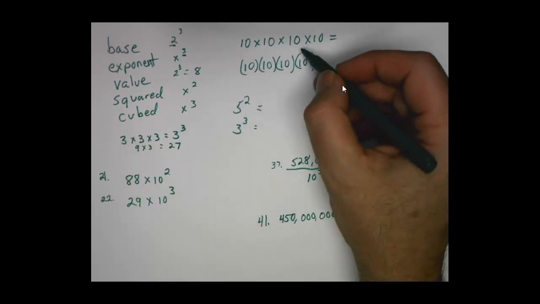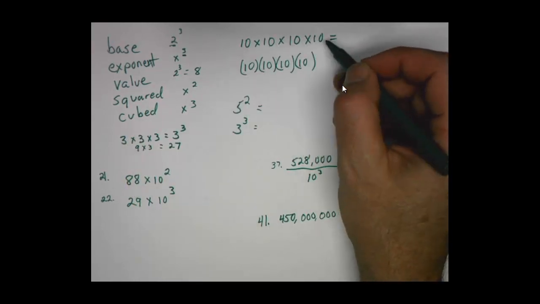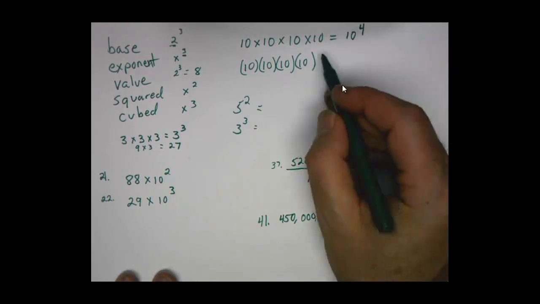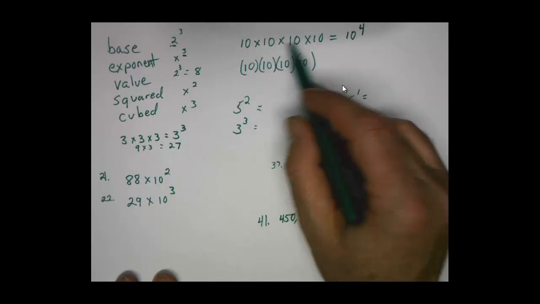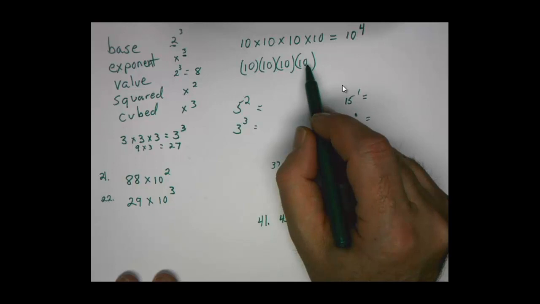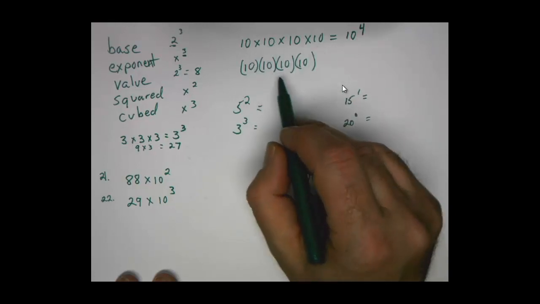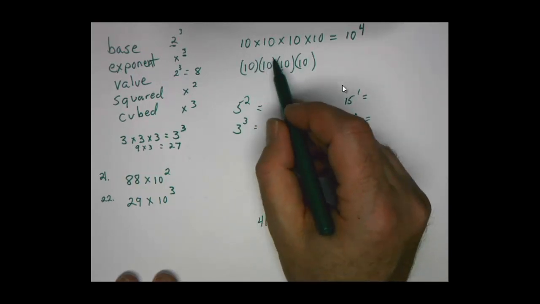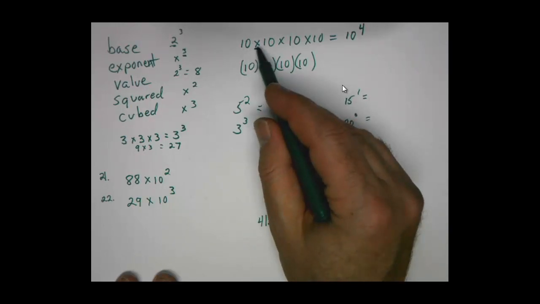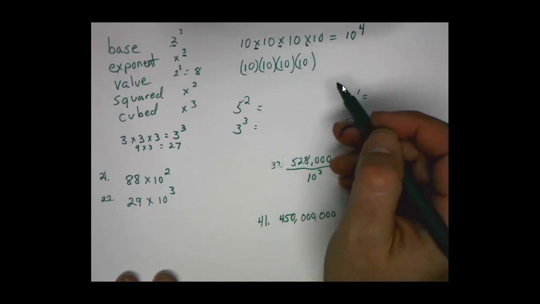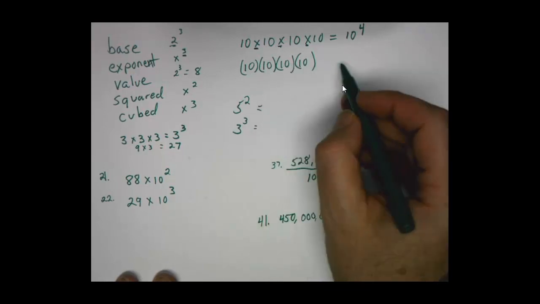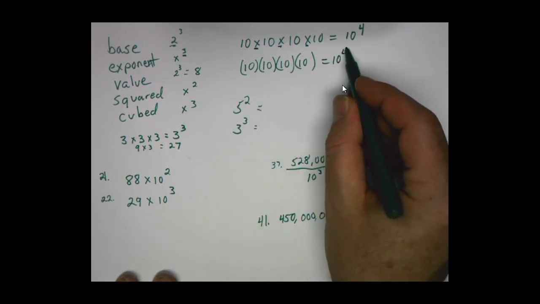Another example over here, I have 10 times 10 times 10 times 10, or 10 to the fourth, because I have 4 tens multiplied together. A lot of times you may see it written in this form. It's another way to do the same thing. When you have parentheses around a number next to each other, it is an operation. This is an operation symbol. Multiplication, division, addition, subtraction are all operations. So 10 times 10 times 10 times 10, it's the same thing, 10 to the fourth.